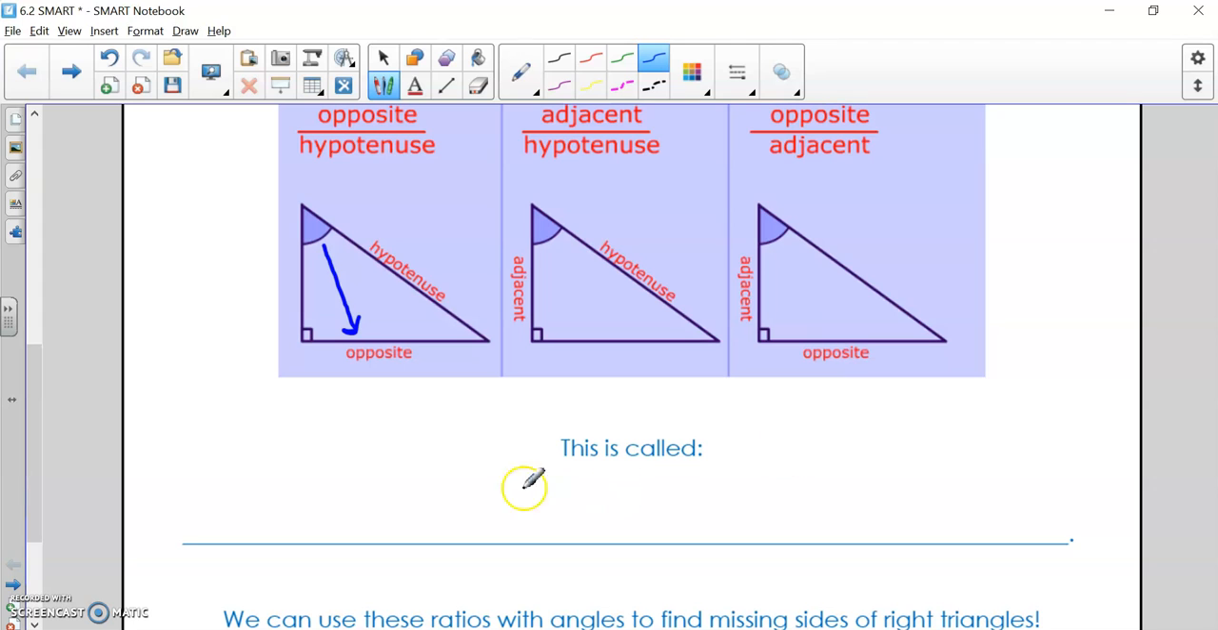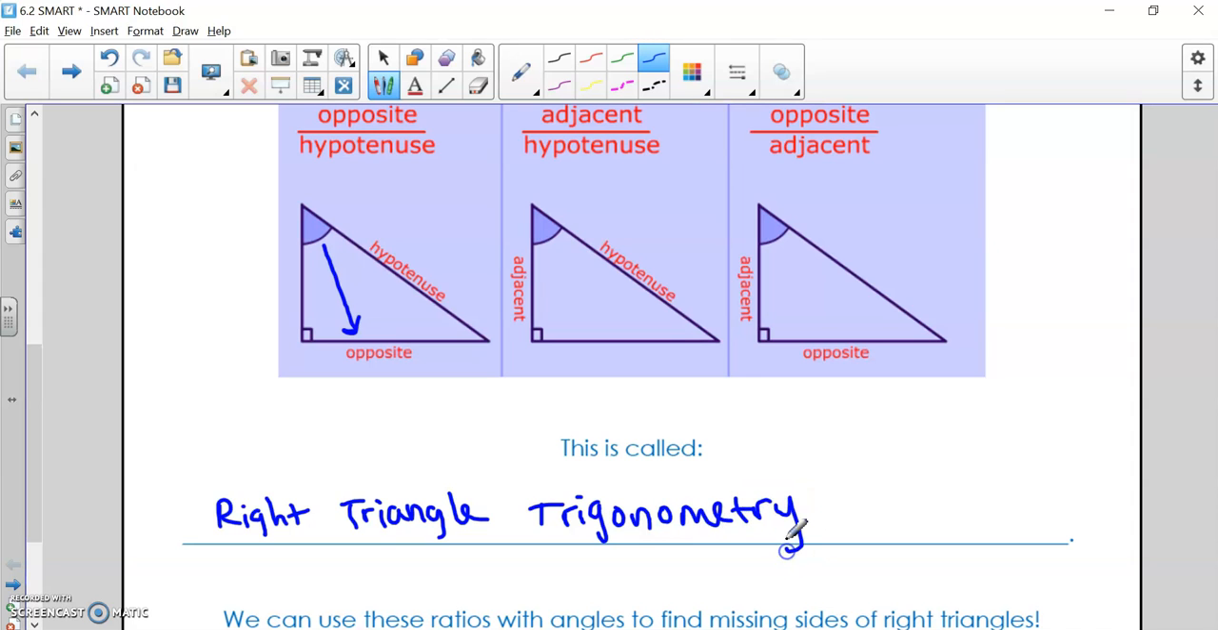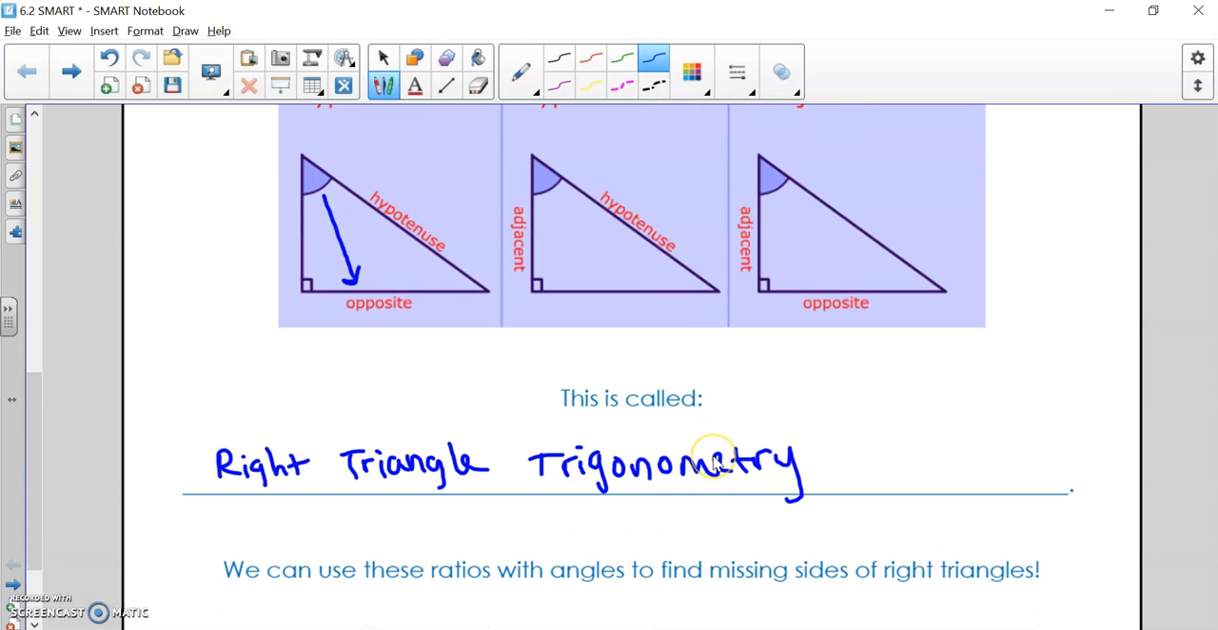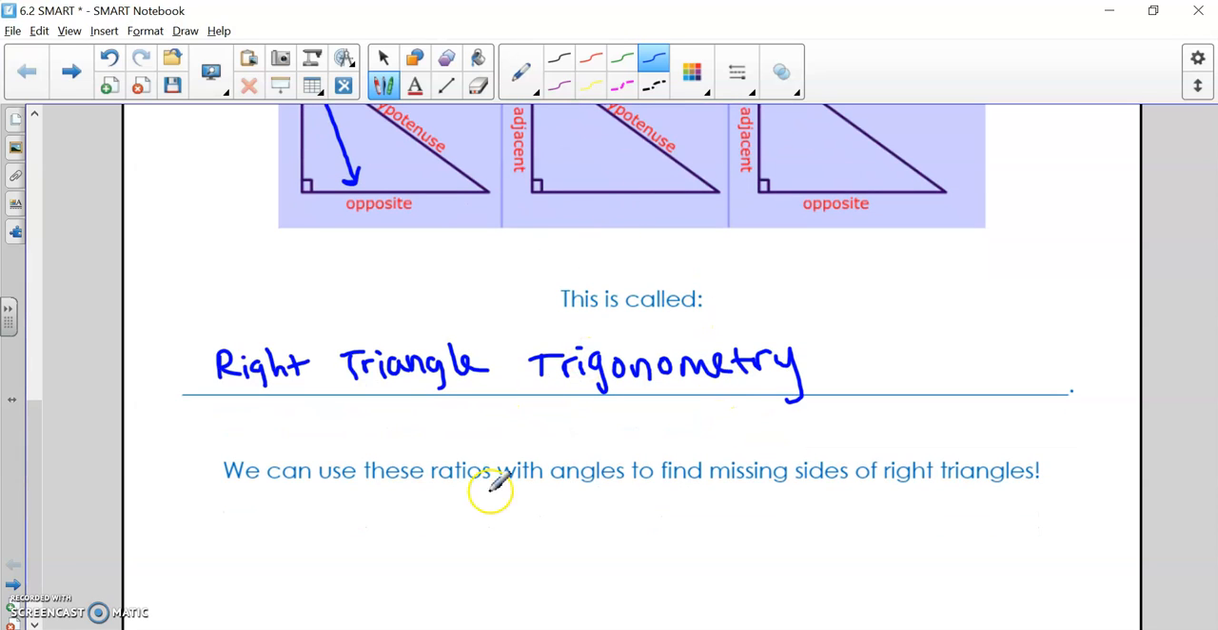But this is all called right triangle trigonometry. Okay, and it's called this because it's a part of trigonometry that's specifically used to calculate sides and angles of right triangles only. There are wings of trigonometry that are used for all kinds of triangles, but we are not going to be learning that in this class. And we use these ratios to find missing sides of right triangles.